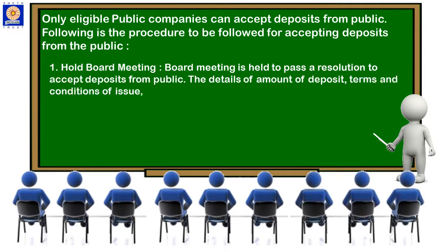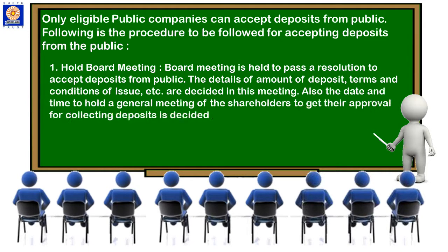First point is hold a board meeting. In majority of procedures, holding a board meeting is a first and important step to be taken by a company, which is to be called by the secretary. The board meeting is held to pass a resolution to accept deposits from the public. The details of amount of deposit, terms and conditions of issue, etc. are decided in this meeting. Also, the date and time to hold a general meeting of the shareholders to get their approval for collecting deposits is decided in this board meeting.